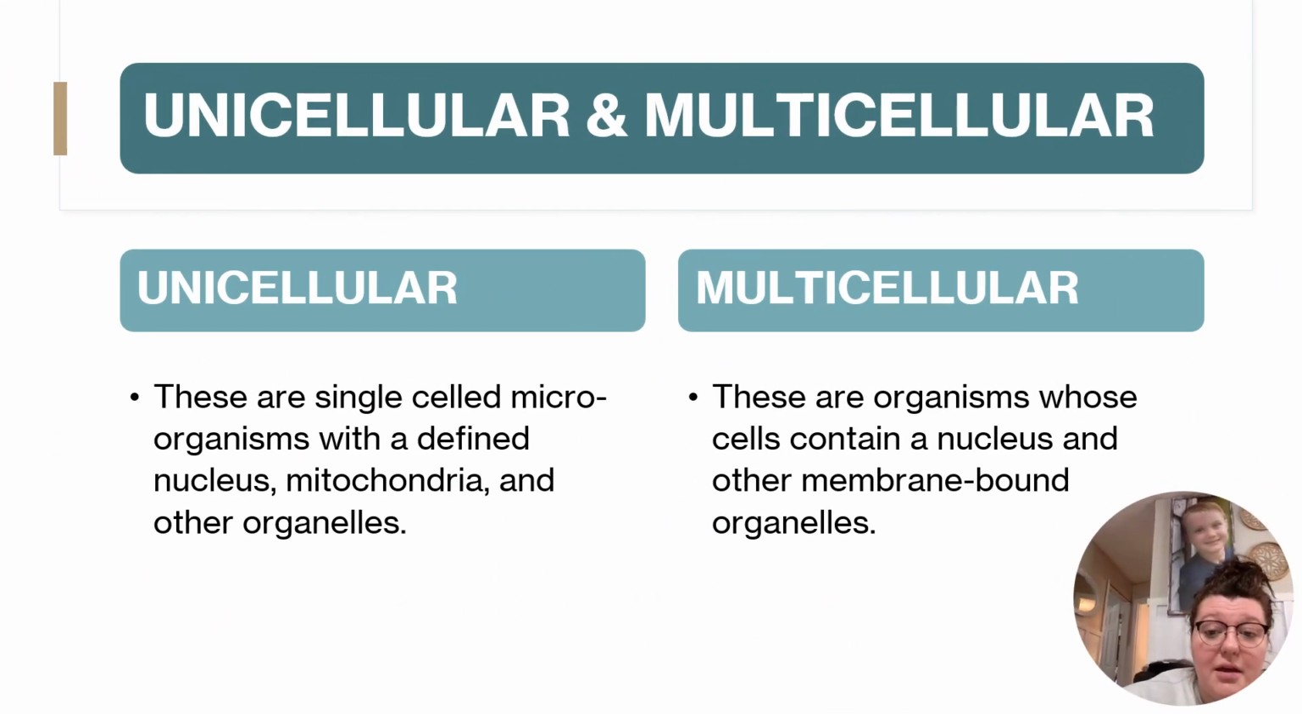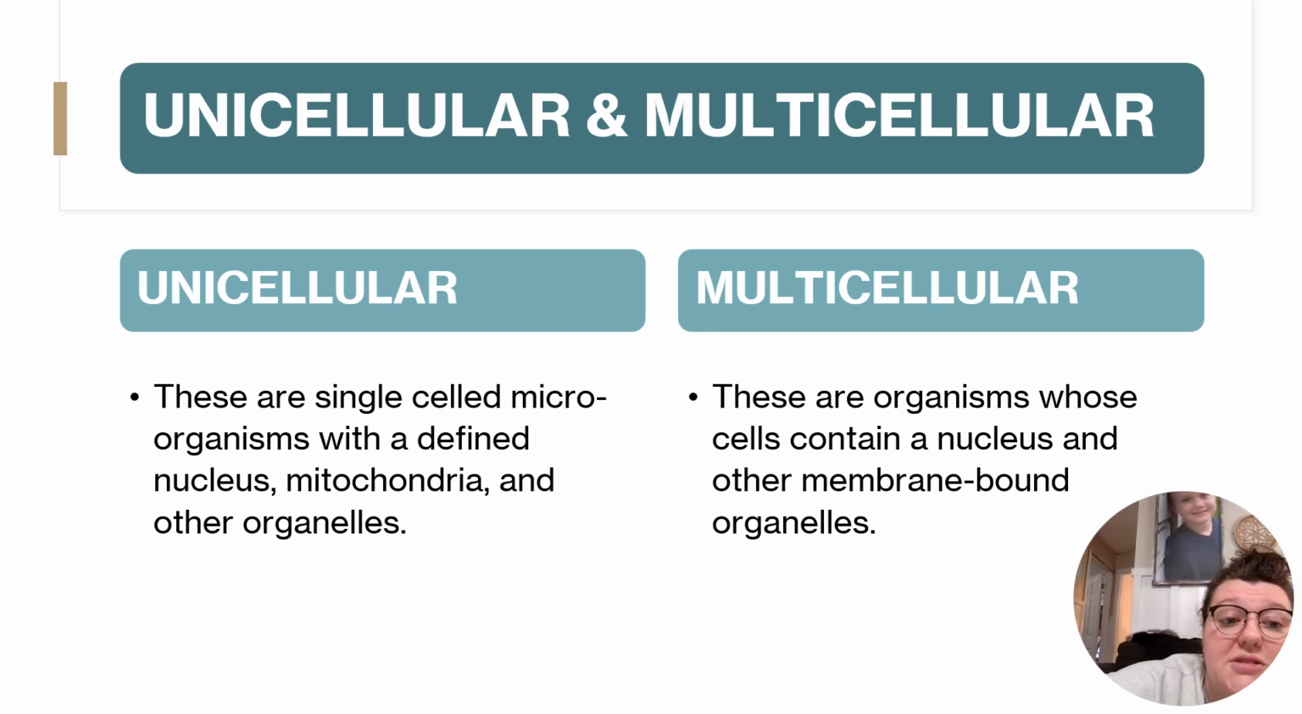Next, we'll talk a little bit about unicellular and multicellular. So when you look at these words, you'll look at the prefix uni and multi. So uni we know means one, and multi we know means many. So with unicellular, they're single-celled microorganisms with a defined nucleus, mitochondria, and other organelles. And with multicellular, these are organisms whose cells contain a nucleus and other membrane-bound organelles. So a little bit of difference there.